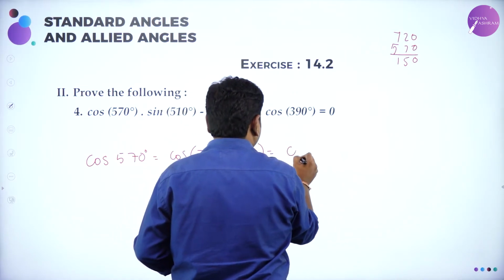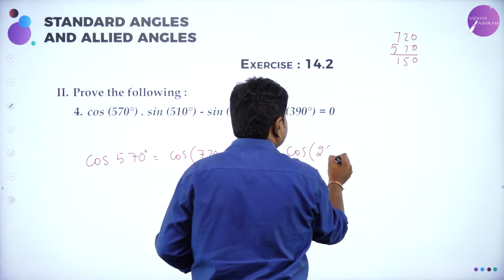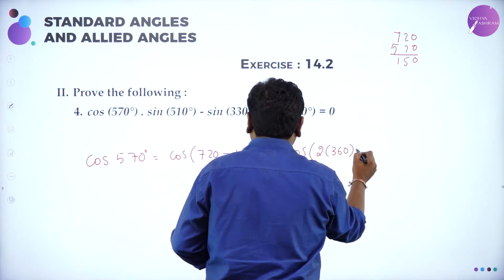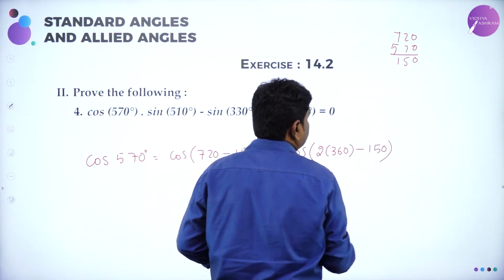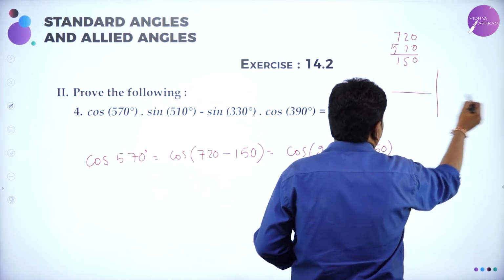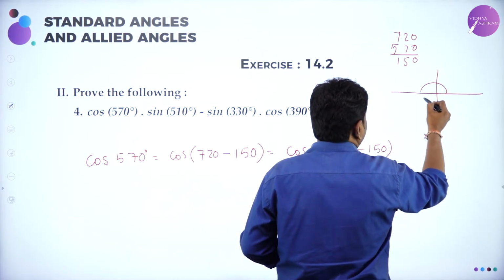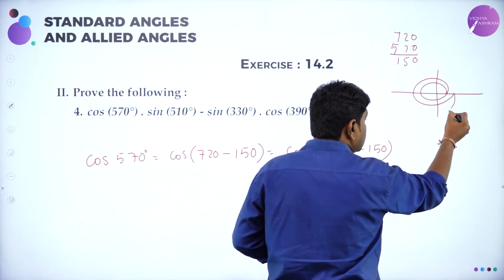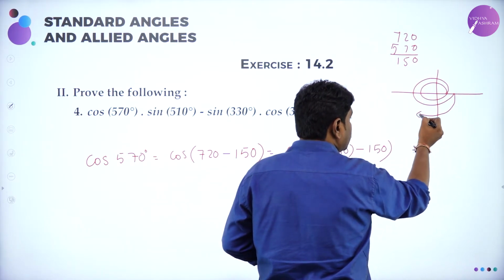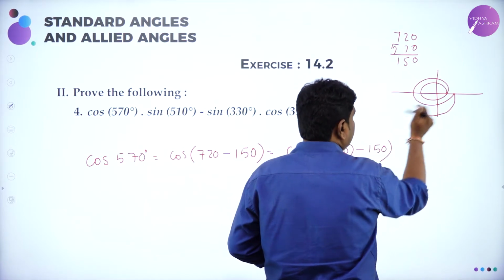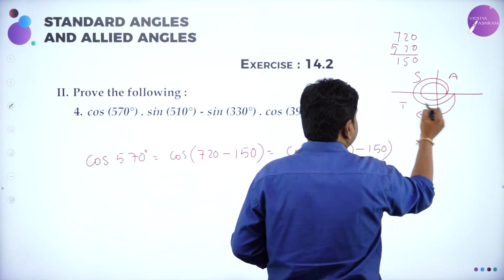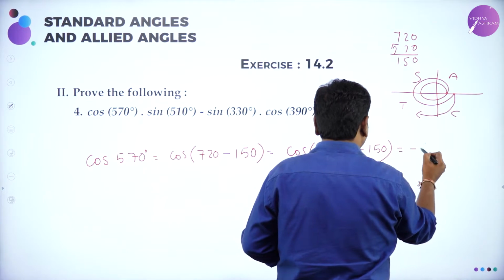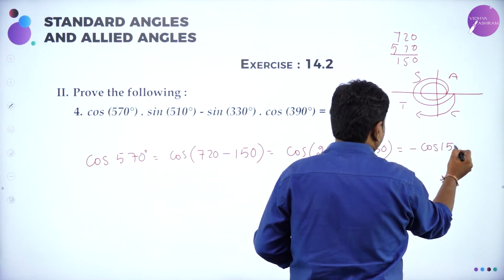All of you know why I am choosing 720: it is 2 times 360, meaning 2 rotations. After 2 rotations you are going back. So dear students, 720 means 1 rotation of 360, 2 rotations of 360, then minus 150 means you will come to the next quadrant. So which quadrant are you in? A, S, T, C, the tan quadrant. So it will be minus cos 150.